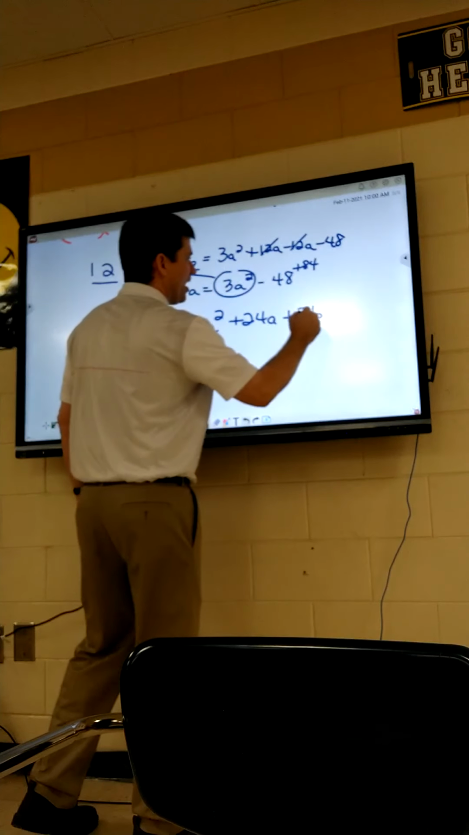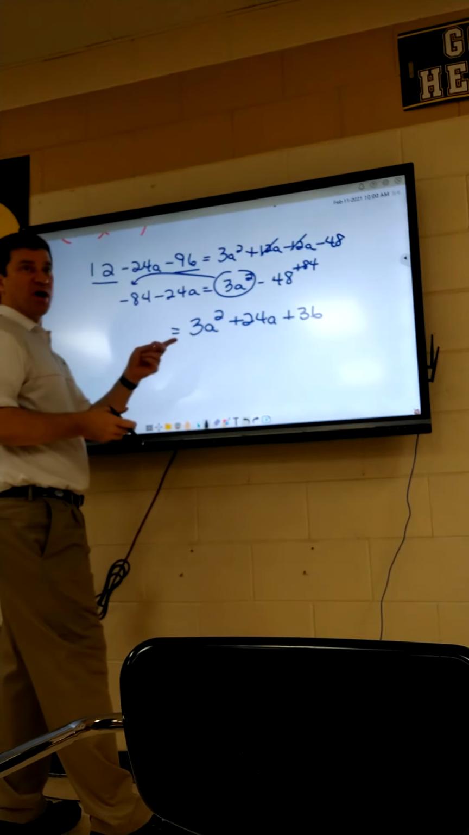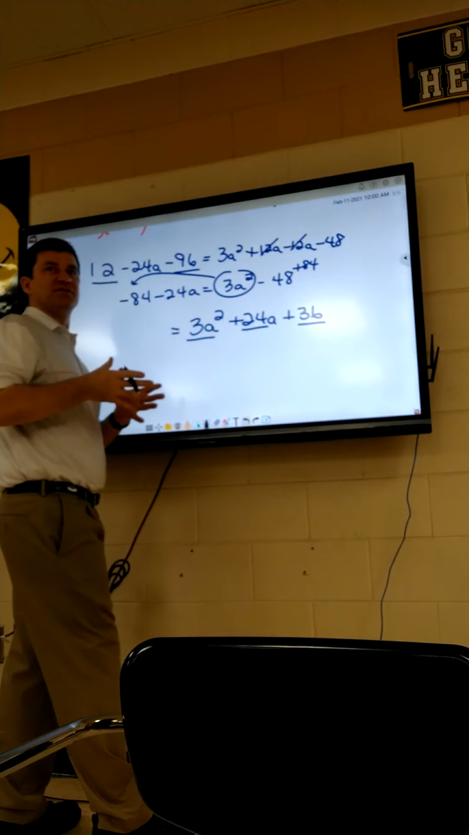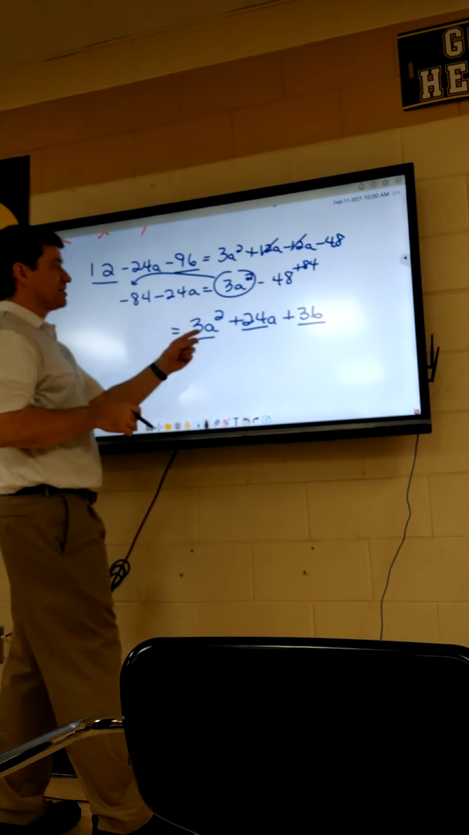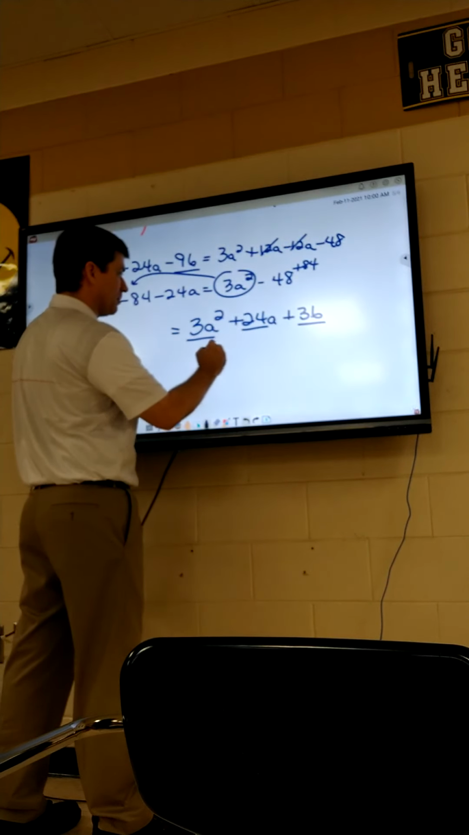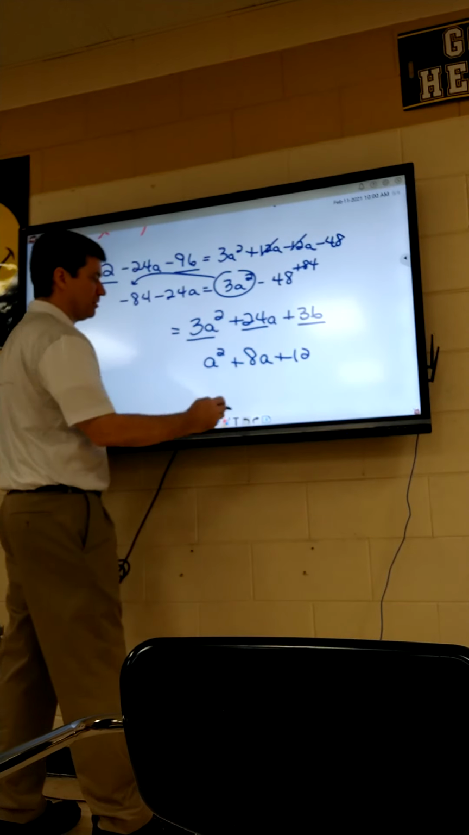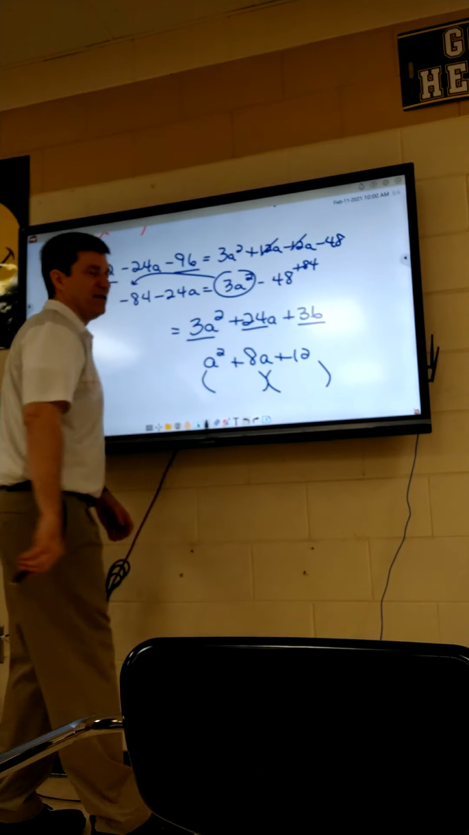36. Now, I showed y'all this yesterday because I know we did this problem. I remember showing you this. If you can divide all the numbers by something and simplify it, it's going to make it easier. Ellis, I can divide all these by 3. And guys, when you do that, the 3 just goes away. You don't do anything with it. Now, that's going to factor very easy. Finish it up.